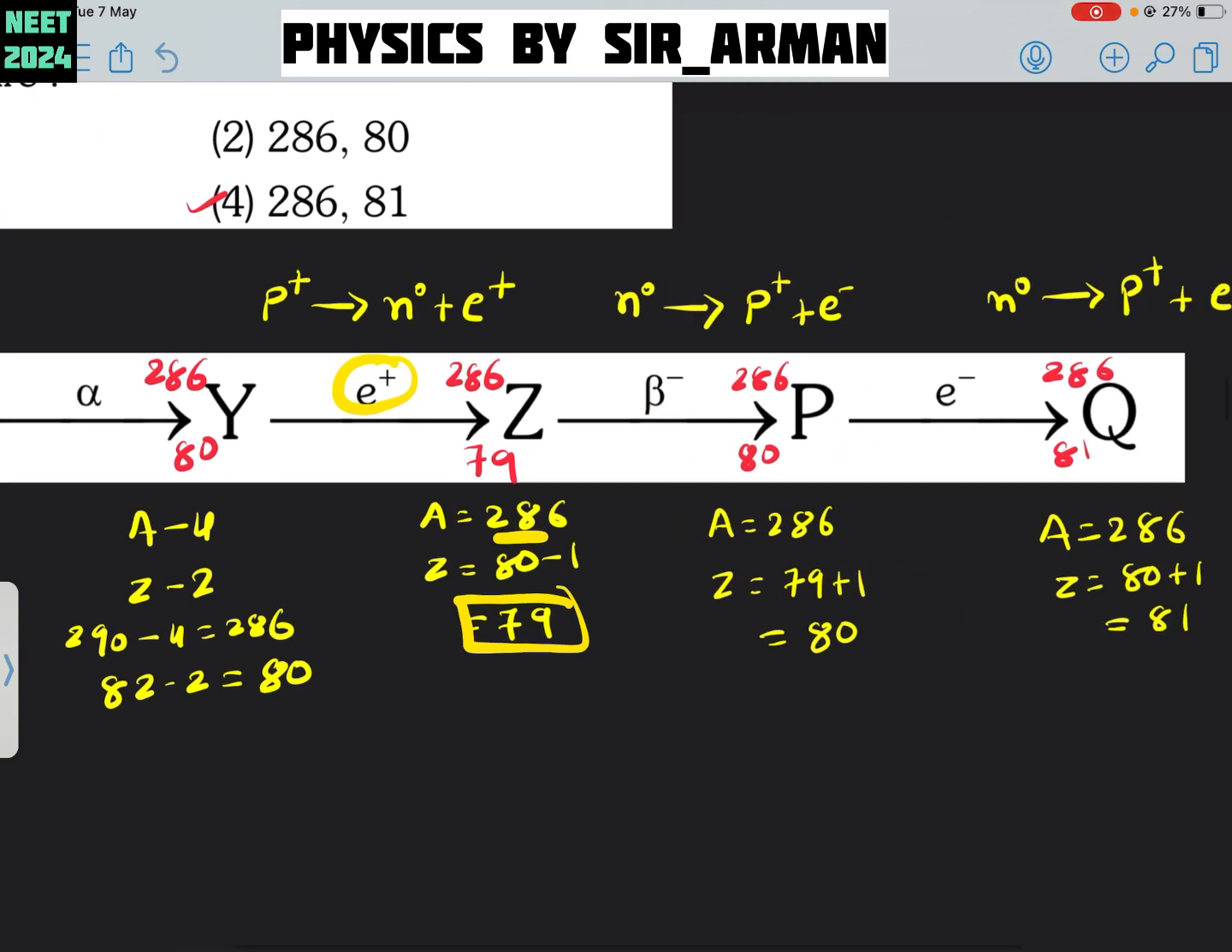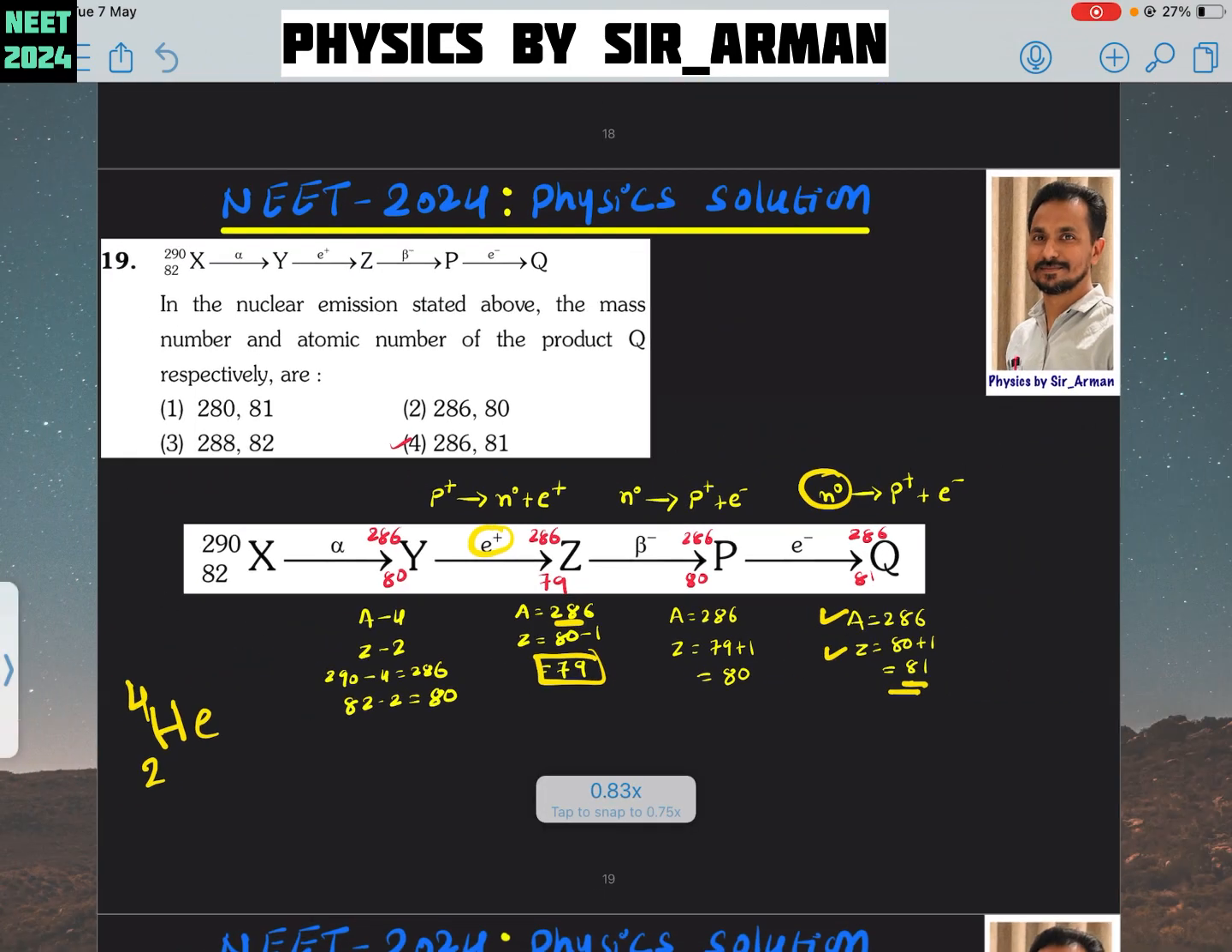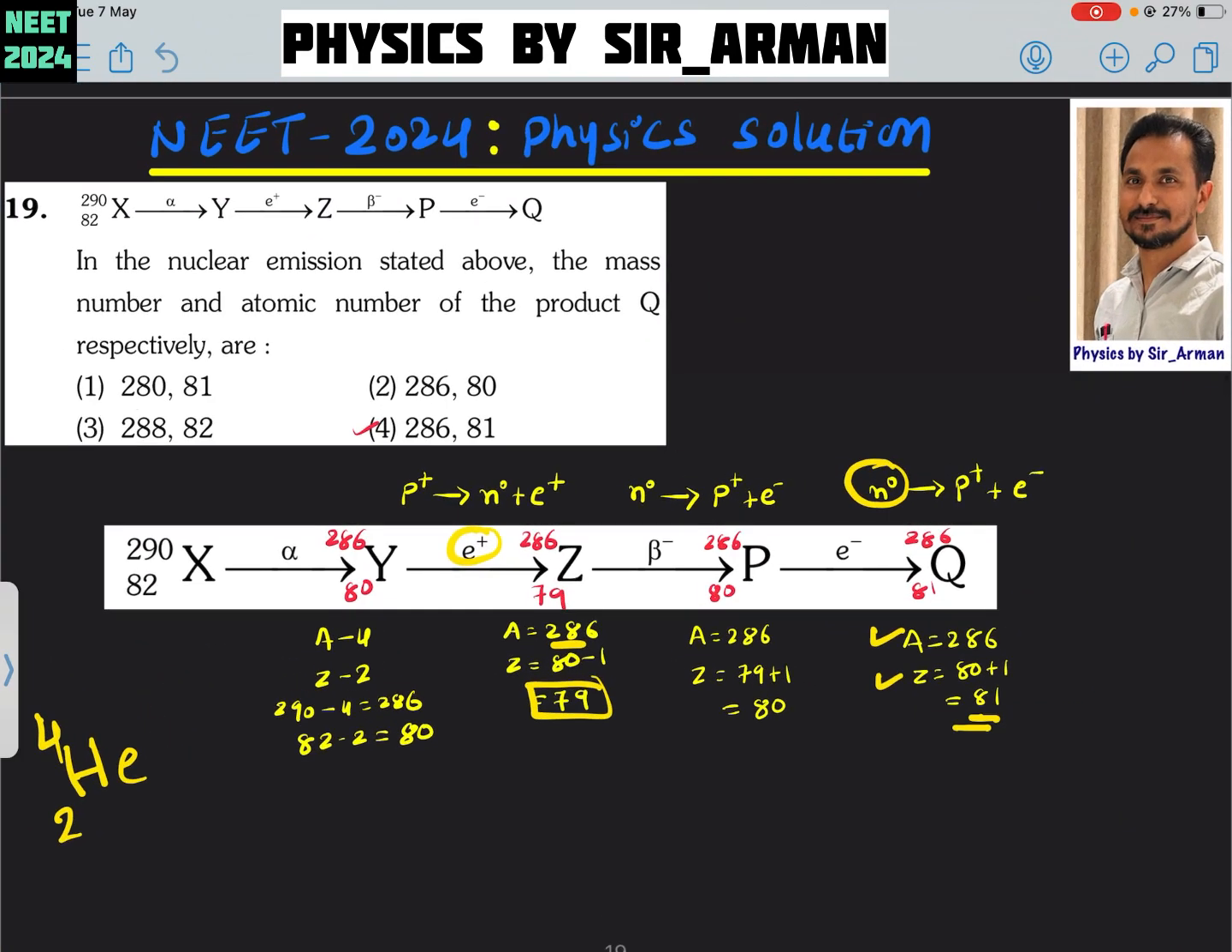In the final process, again an electron is coming out. When an electron comes out, it is also known as a beta minus particle. It means a neutron converts itself into a proton. So again, the mass number remains the same, but the atomic number increases by 1. So it is 80 plus 1, which becomes 81. So the correct option is option number 4, mass number 286 and atomic number 81.